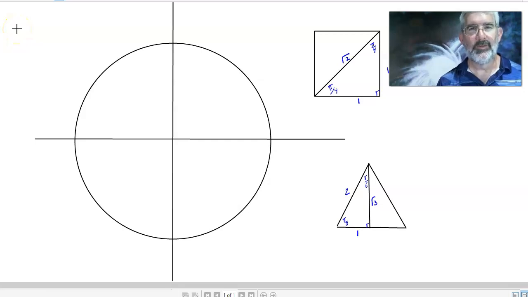In many trig textbooks, you'll see the unit circle given, this magical circle with all this information on it that students seem to think they need to recognize. You don't need to memorize it because you can figure it all out.